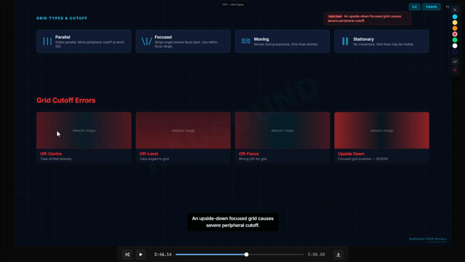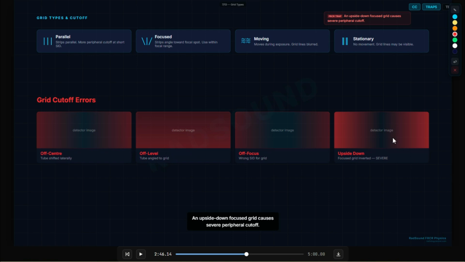So let's say we have off center. This is a grid where the tube is tilted laterally toward the grid. In such a situation, the center of the detector could have image information, but the periphery will have problems. Similarly, upside down, or what we call an inverted focused grid, will also have problems in the periphery, and the center will have some image because it is totally upside down and also inverted.